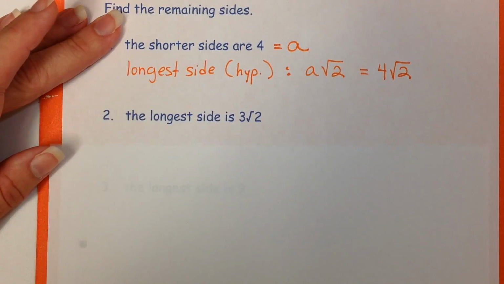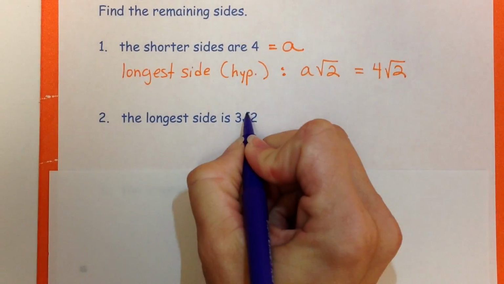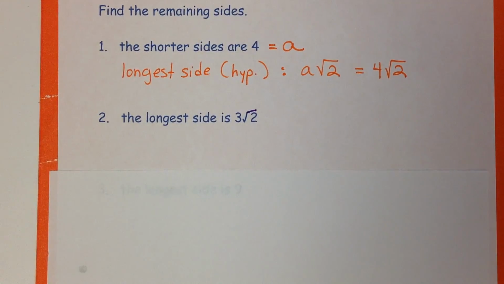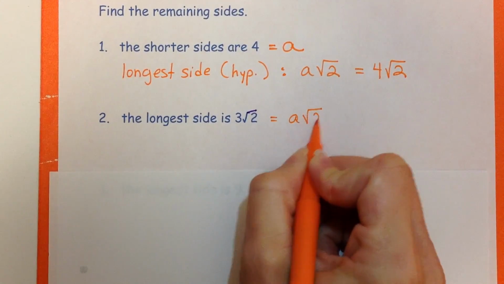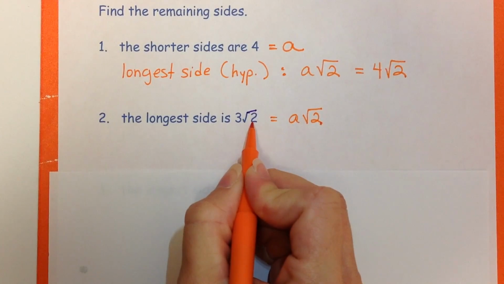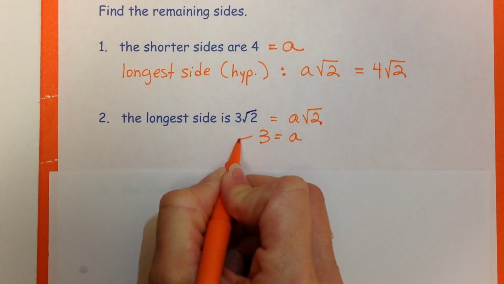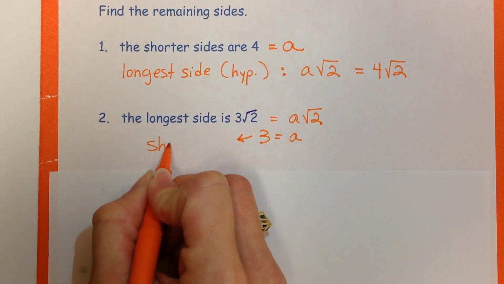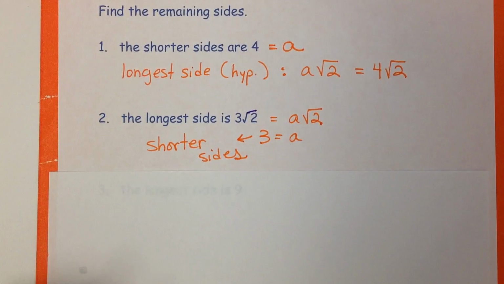Okay, next one. Okay, this time you're told that the longest side is 3 times the square root of 2. Alright, so the expression that I gave you for the longest side was A square root 2. So if this is 3 square root 2, then that means A would have to be equal to 3, and A is the shorter sides. Okay, so you've got 2 sides that both measure a length of 3. Okay, next one.